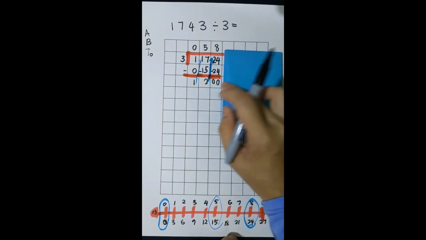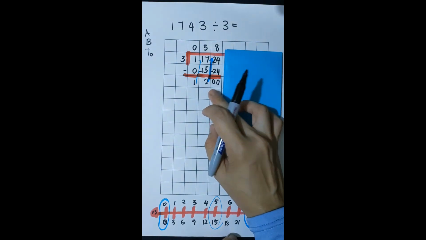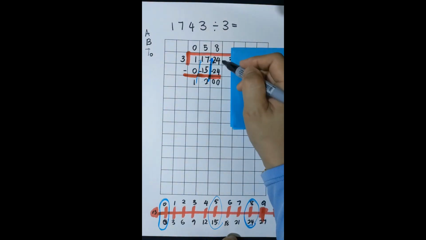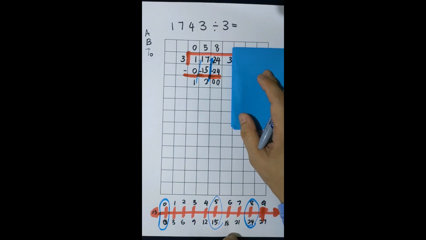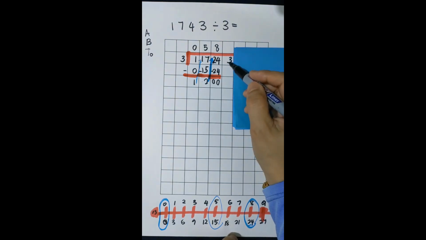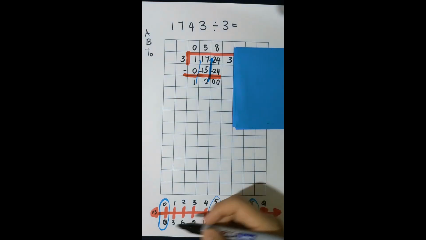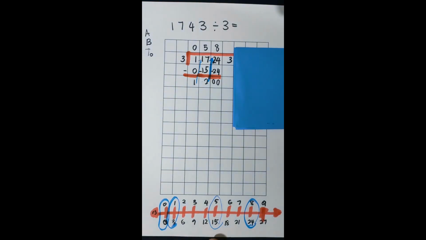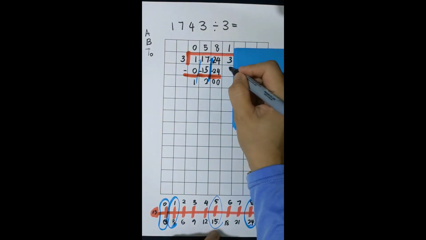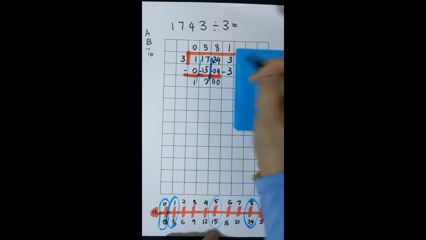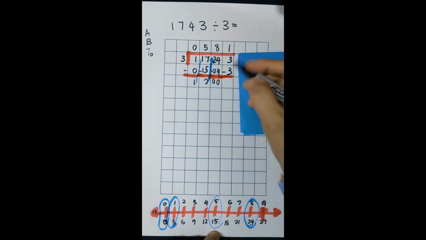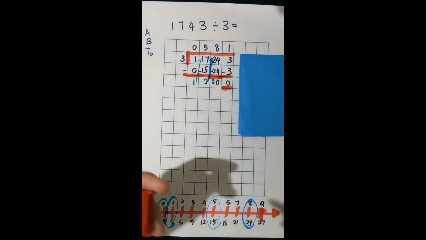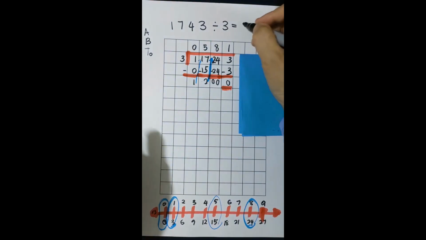Since the number left is 0, you don't have to bring any number here. 0 lah, tak ada apa-apa kan? So now last one, we have 3. Where is 3? Sini. So atas is 1, bawah is 3. 3 minus 3, you have 0. That's the end. So your answer will be 581.